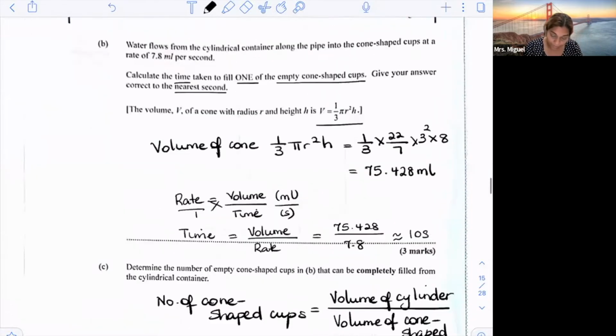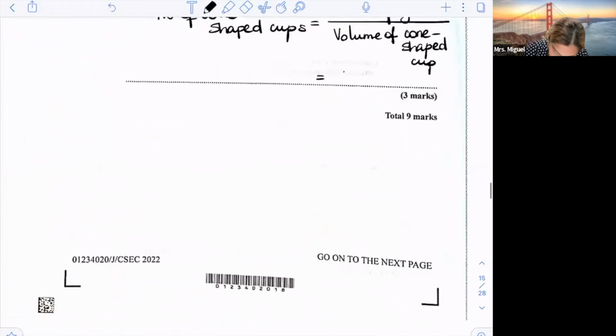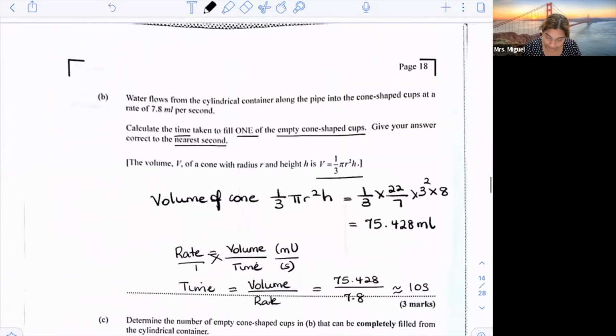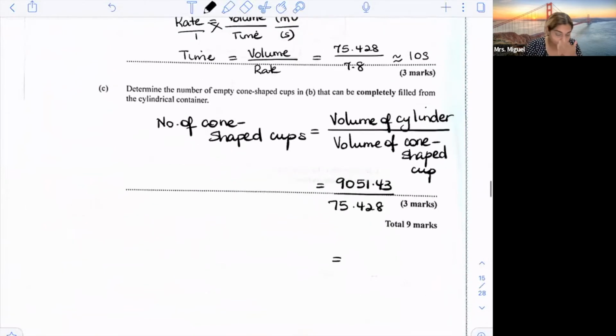So we worked out the volume of the cylinder as 9,051.43 and the volume of one cone as 75.428. So work it out and tell me how many cups we can get.